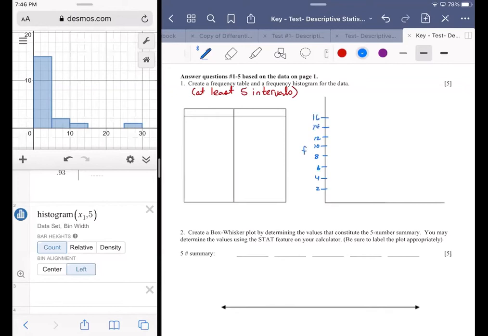And then we're getting 2 bins between 0 and 10. So that means we're going by intervals of 5 here, right? So 5, 10, 15. These are the markings. I'll show you how that translates to intervals in a second.